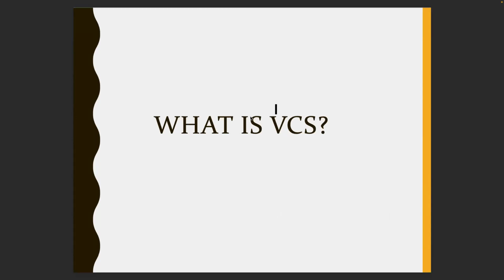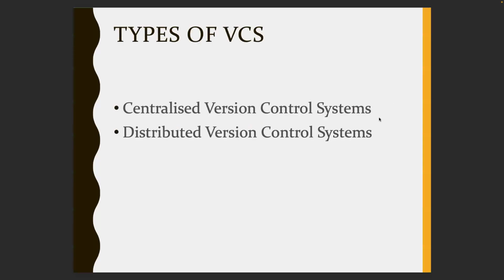So now that we understood what is a version control system, let's talk about version control systems architecture. Based on their architecture, they were categorized as centralized version control system and distributed version control system. So what is a centralized version control system and what is a distributed? Let's see.